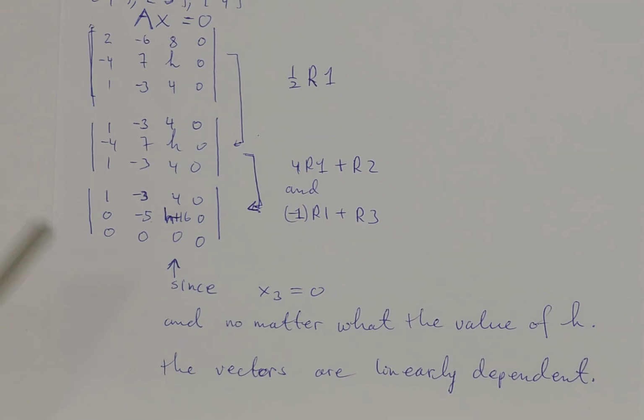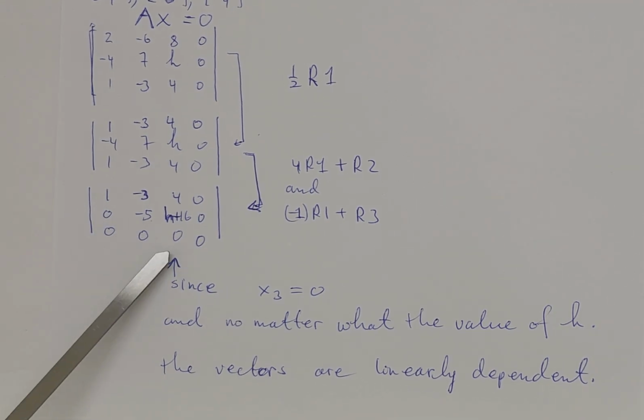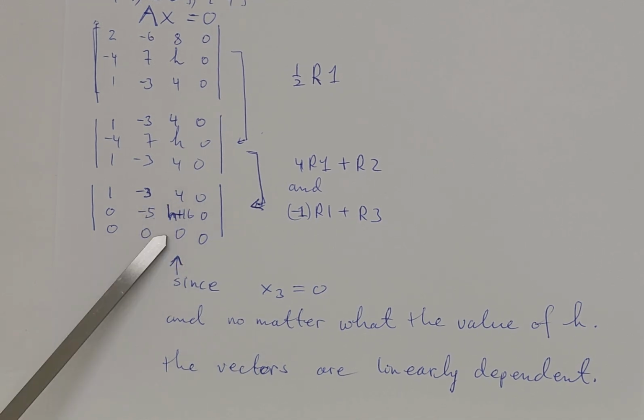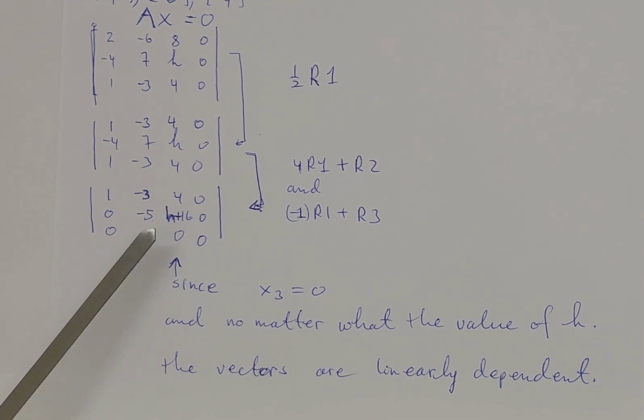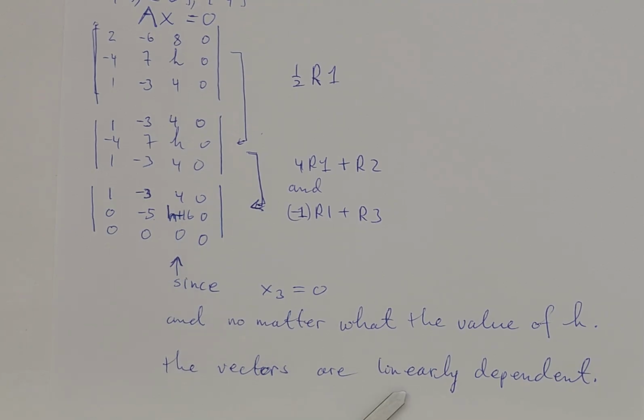Okay, so one more time. As you can see, this is a 1, this is negative 5, and this is a 0. There's no point in continuing to solve because this is a 0, and since this is a 0, it is linearly dependent. Okay?